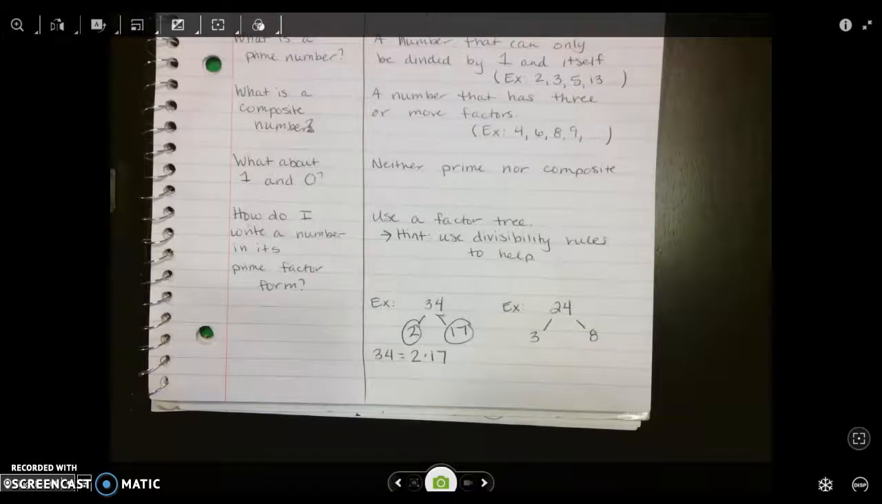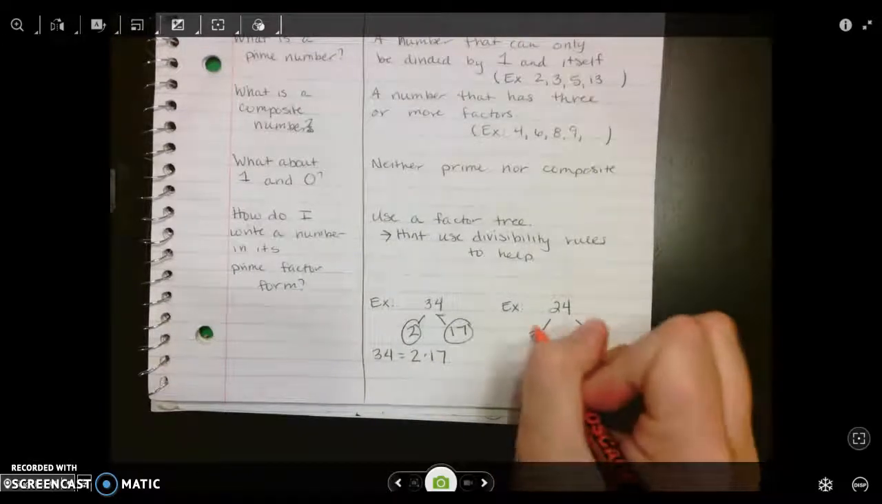What other options would you have? Well, you could have 2 and 12. You could also have 6 and 4. The nice thing is they're all going to turn out the exact same way. So I'm going to look here. 3. Is this a prime number? Yes. So I'm going to circle it.